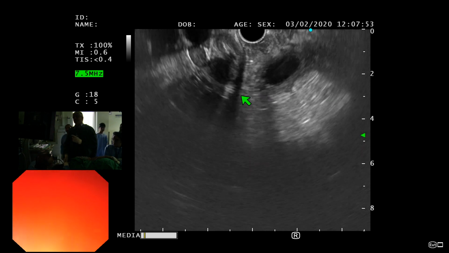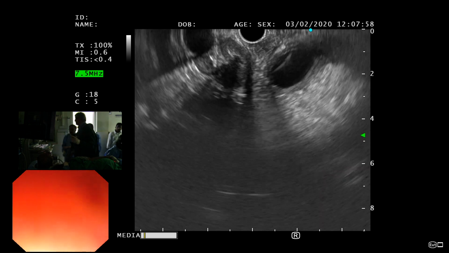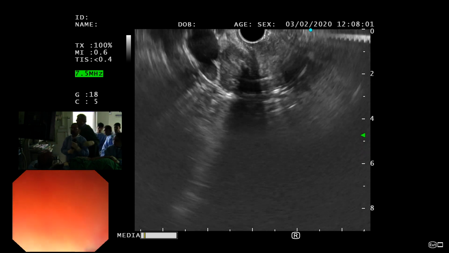Again, we have some lymph nodes here which are different to the lymph nodes we saw before. Now you can play with this.